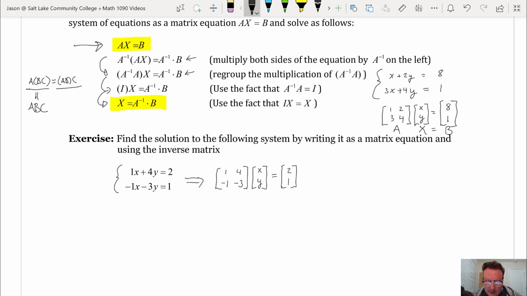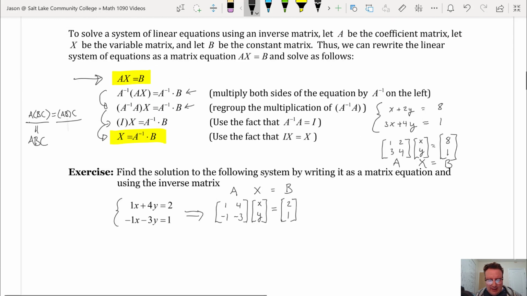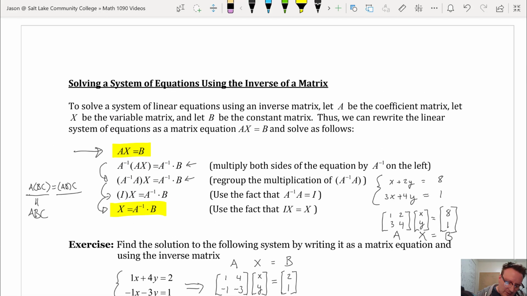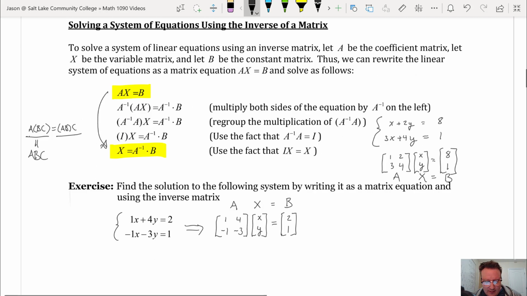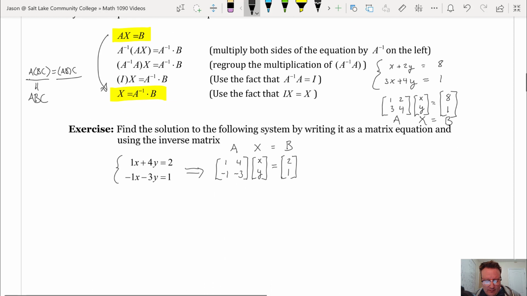So we do have, again, a system which I could think of as A times X equals B. And the key idea here is we just want to skip all these steps in the middle and go, boom, straight to there. But we need A inverse.